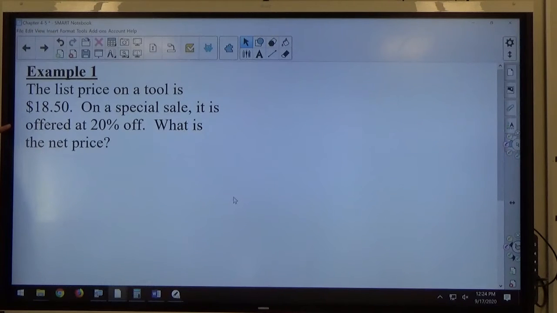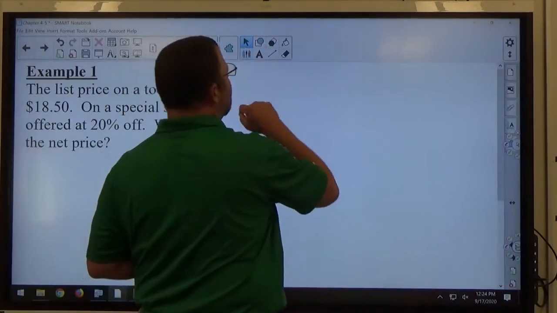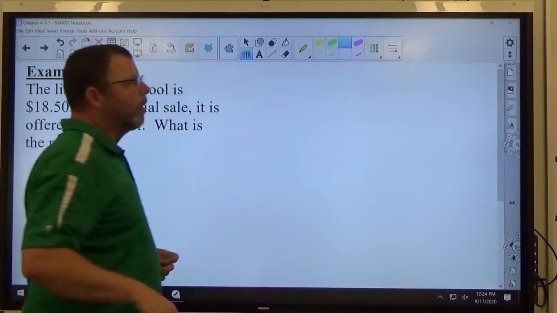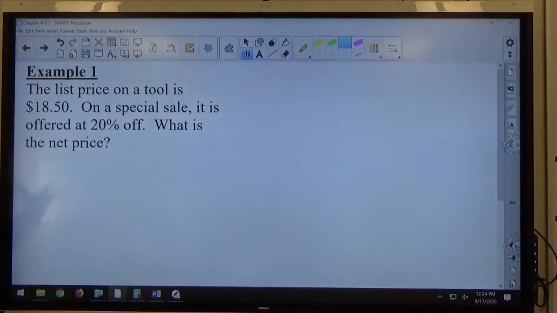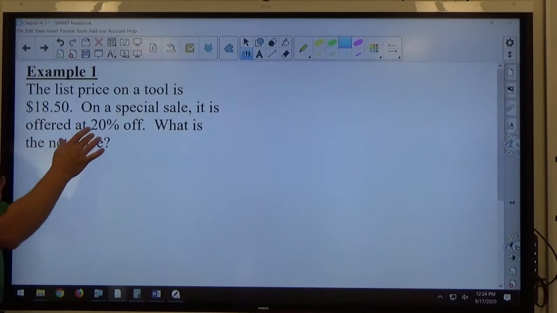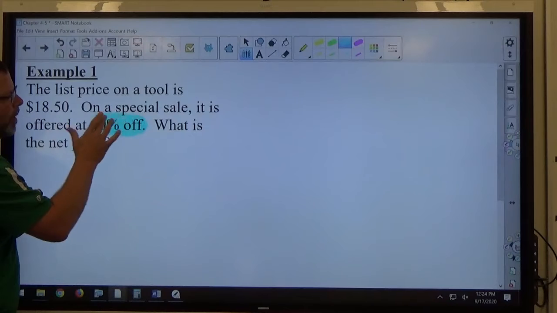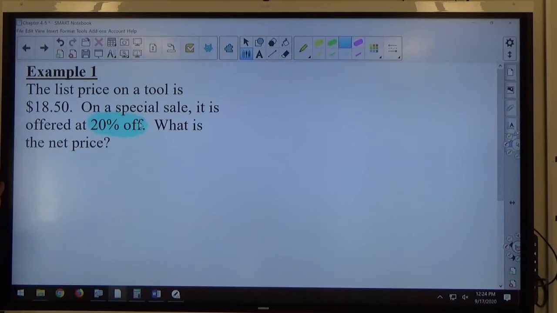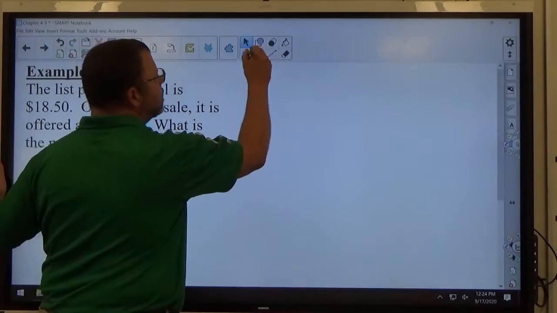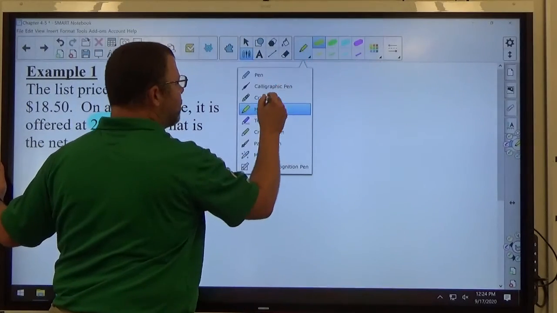On a special sale offered at 20% off, what's the net price? I kind of talked about this a moment ago when I was talking about that tax problem that Dominic asked me about, where you take 25% off for taxes, that means 75% is left. When you're dealing with taking a percent off or adding a percent, it's best to start at 100 and then either deduct or add to 100 to handle that. So in this case, if it's 20% off, that means it's 80% on.